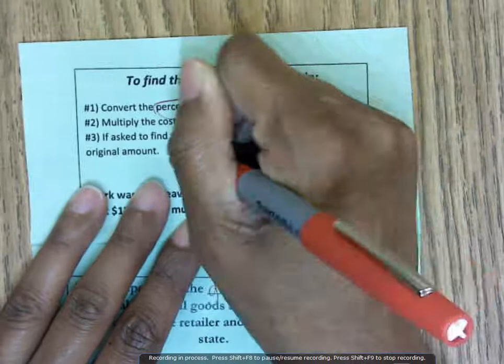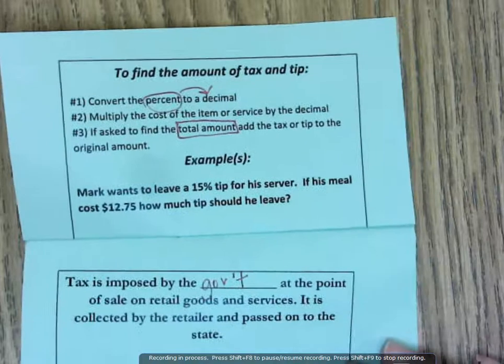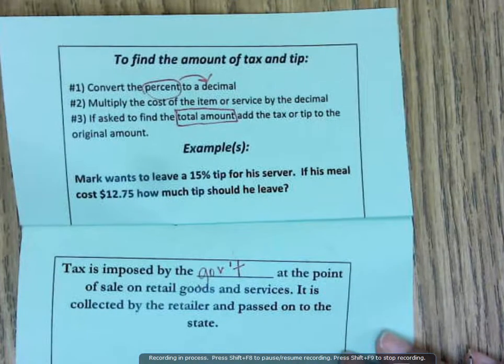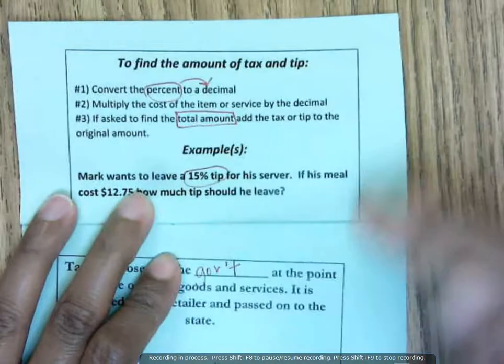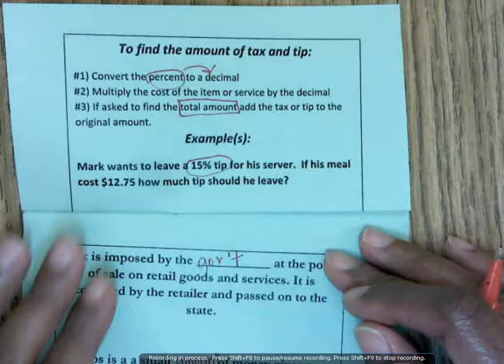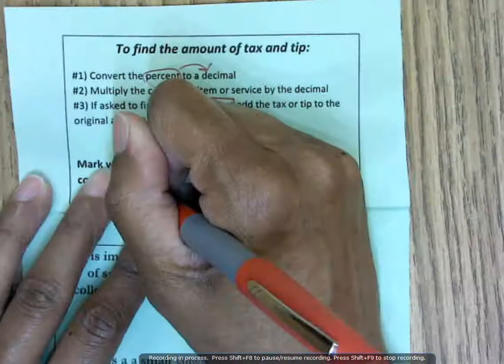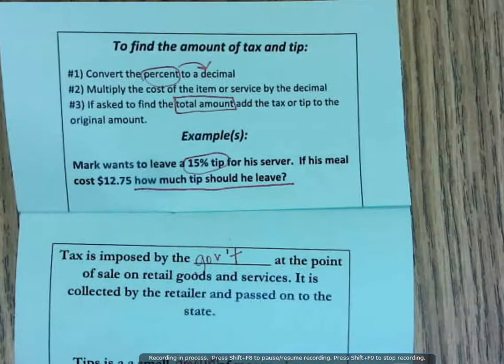Mark wants to leave a 15% tip for his server. If his meal costs $12.75, how much tip should he leave? So our first order of business is to determine which decimal is equivalent to our percent. We first need to find out what 15% of $12.75 is.